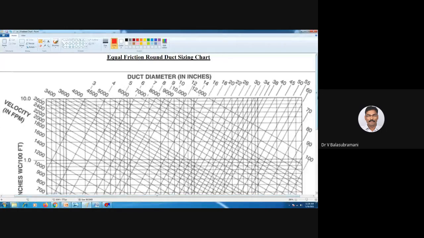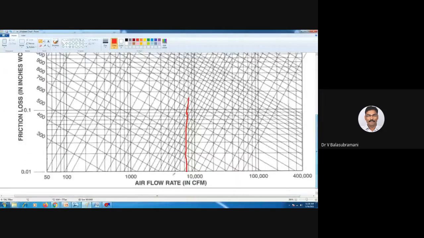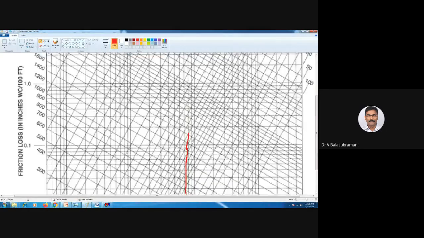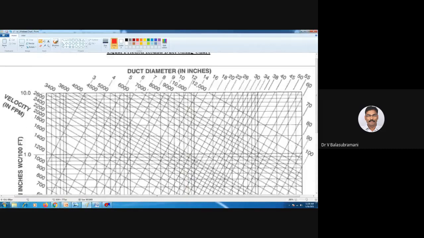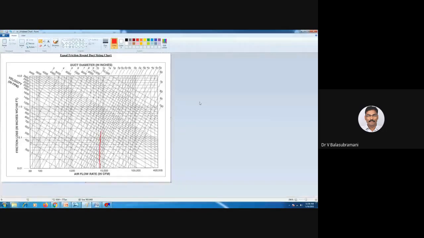So here what I'm doing, the airflow rate is 7500. From 7500 I have to draw one vertical line. Up to which line? Here you can see the diameter. The diameter is 30. So it intersects at 30. Then you just mark a point. From the point you draw the horizontal line. The horizontal line may intersect at one point here.